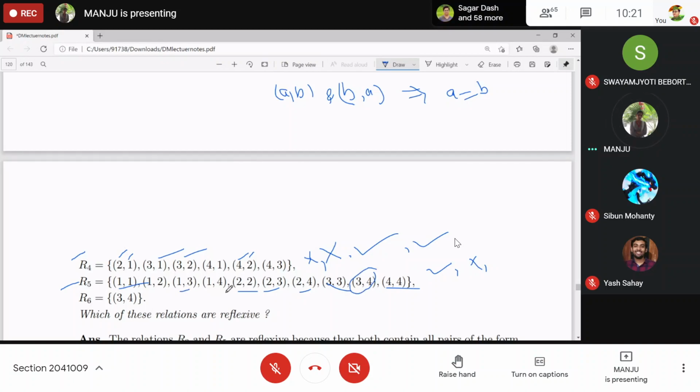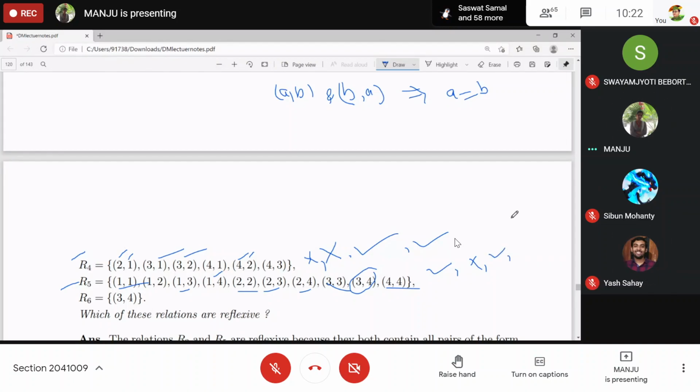(1,3), (3,3): (1,3) is there. (1,3), (3,4): (1,4) is there, right? So this is transitive, right? Yes, ma'am. What about antisymmetry?